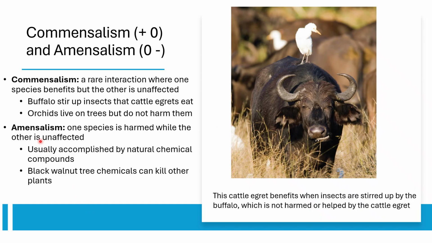And then amensalism, this is when one species is harmed while the other isn't affected. That can happen when you have natural compounds released by some plants. For example, the roots of black walnut trees release chemicals that can kill other plants. Another example that might be easier to understand is an elephant that steps on a plant. The elephant is not going to be harmed, but the plant that is being stepped on is likely to die.